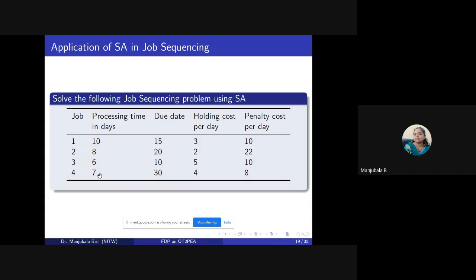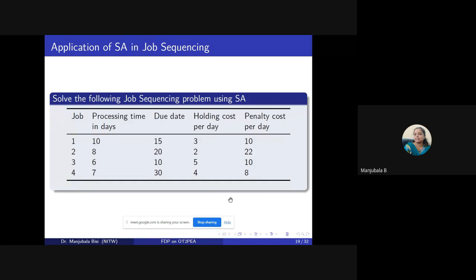Next, the fourth job starts at 24, takes 7 days, and completes at 31. The due date is 30, so for 1 day you have to pay the penalty cost, so 1 into 8. In this way you have to find the total cost.